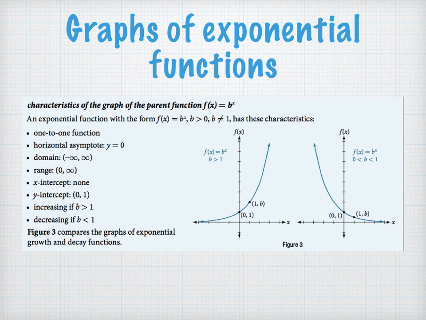The domain is always going to be negative infinity to positive infinity, and our range, again, as long as it's not shifted, will be from 0 to infinity. There is no x-intercept. The y-intercept is (0, 1). Again, this is as long as there is no shifting taking place. When our value for b is greater than 1, our graph is increasing, and when our value for b is between 0 and 1, our graph is decreasing.